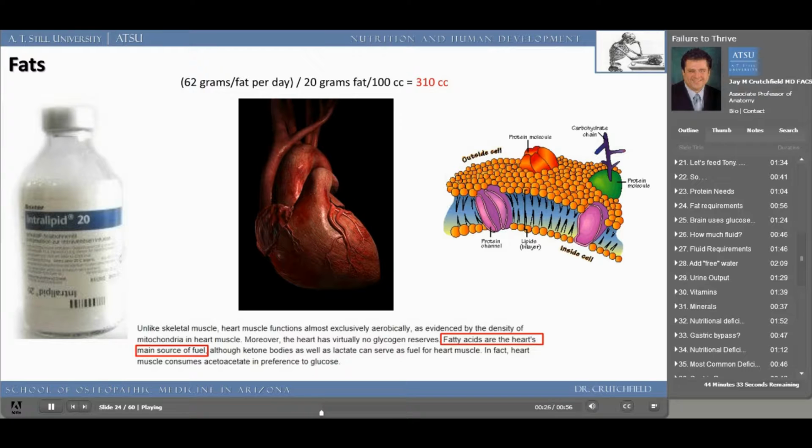Intralipids, which contain phospholipids, are used to make cell membranes. You've seen this picture on the right before of the lipid bilayer. Without fatty acids, your cells don't have membranes and your heart can't pump. So back to Tony. He needs 62 grams of fat a day, or from this vial of 20 grams of fat for every 100 cc's, Tony's going to need 310 cc's from this vial.